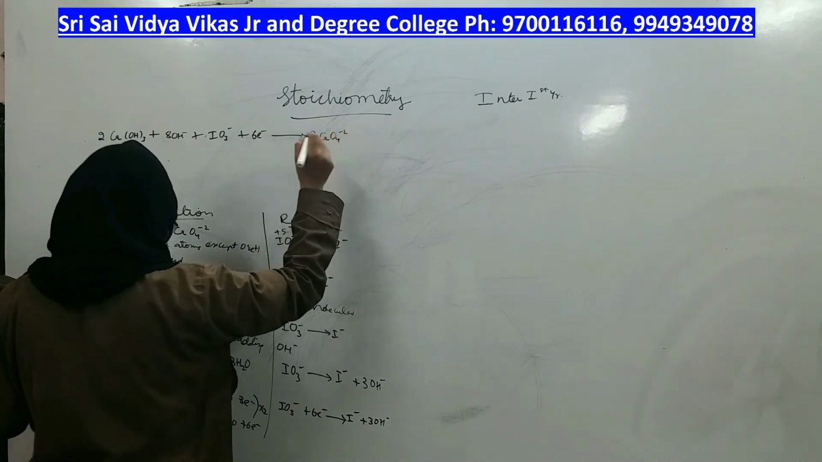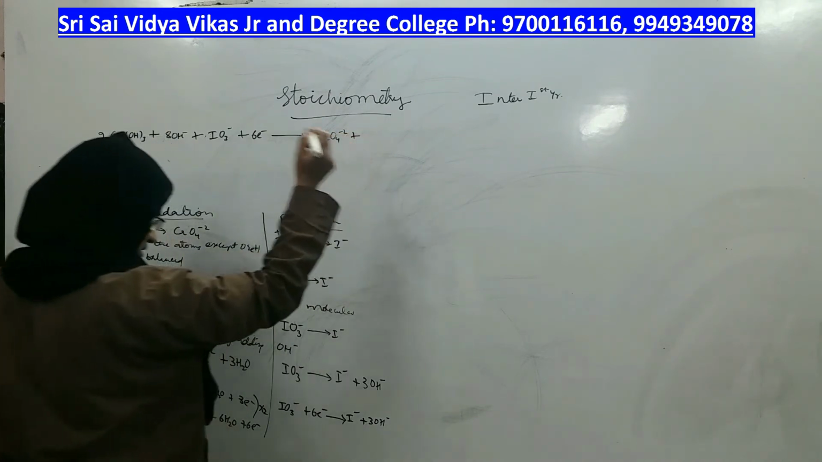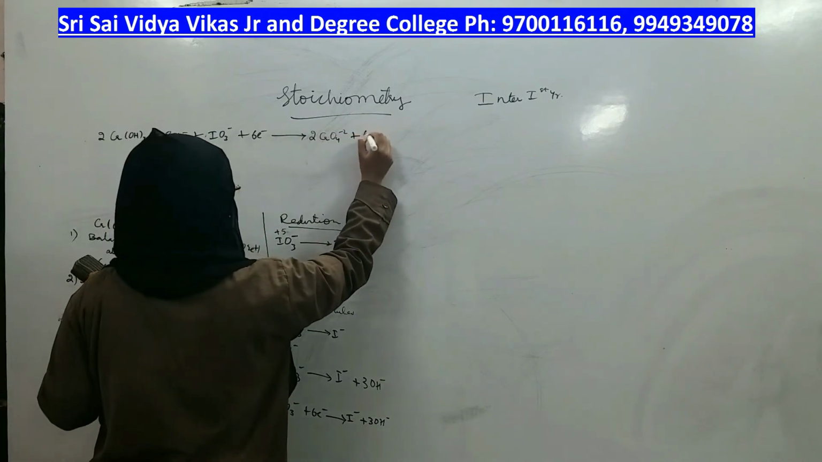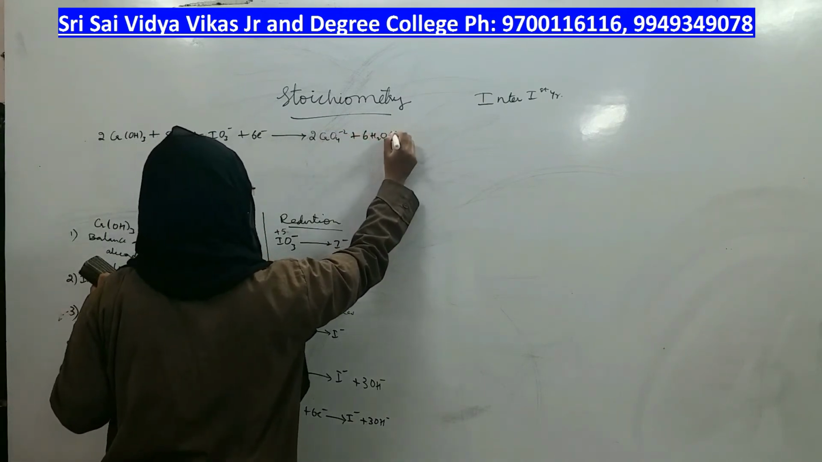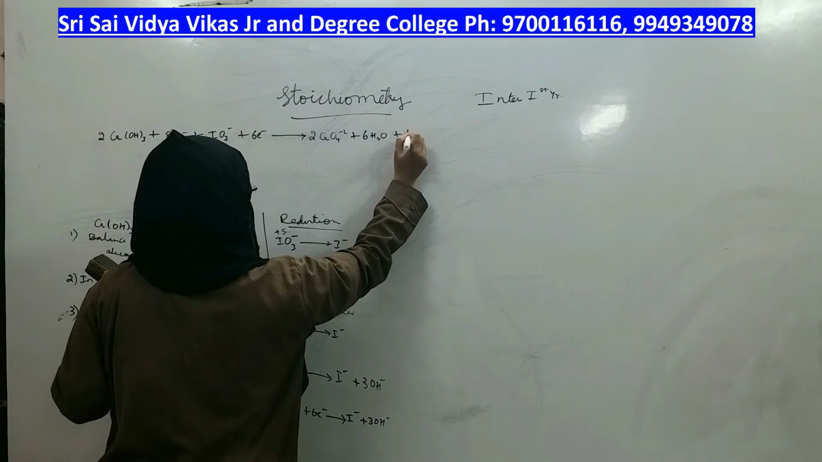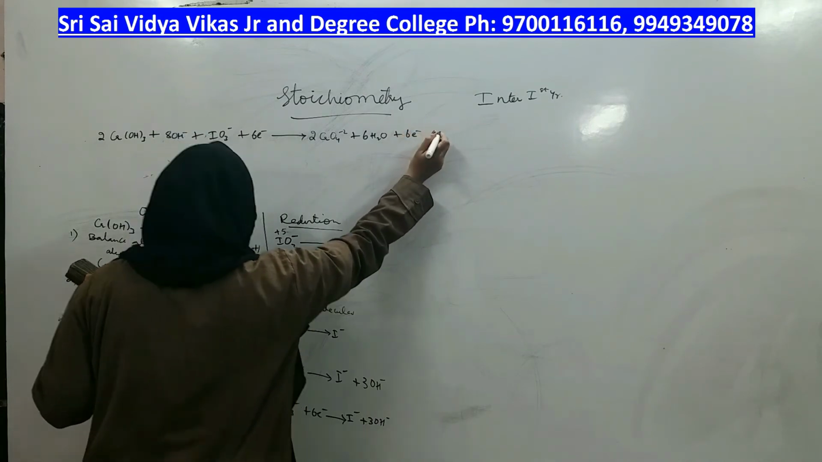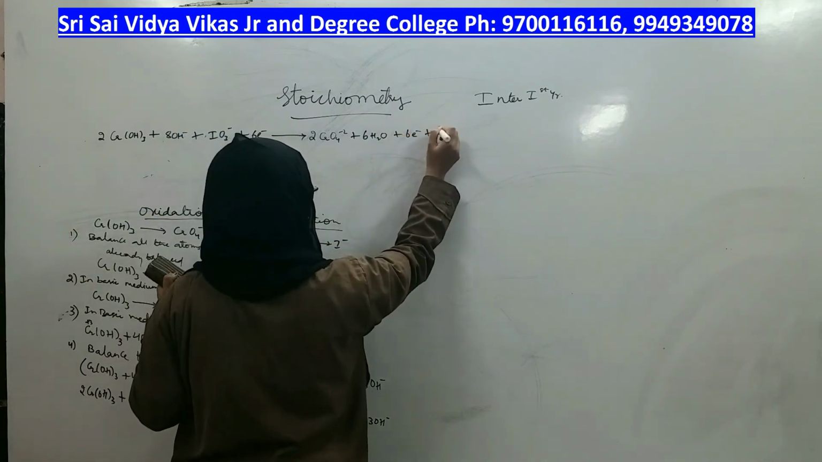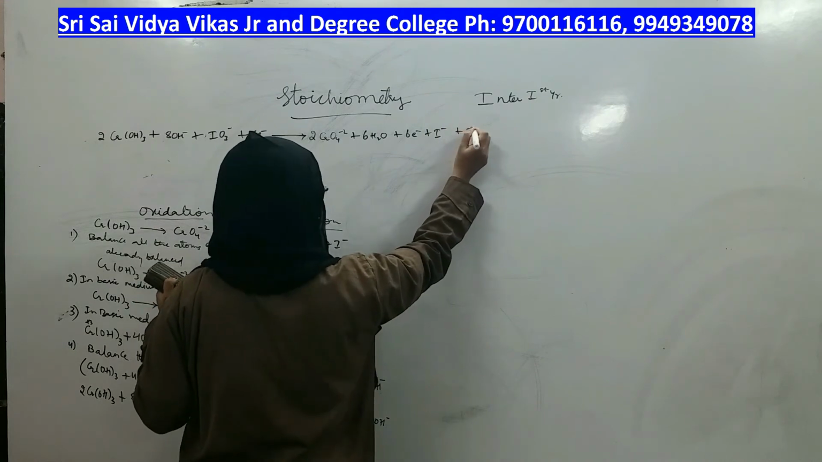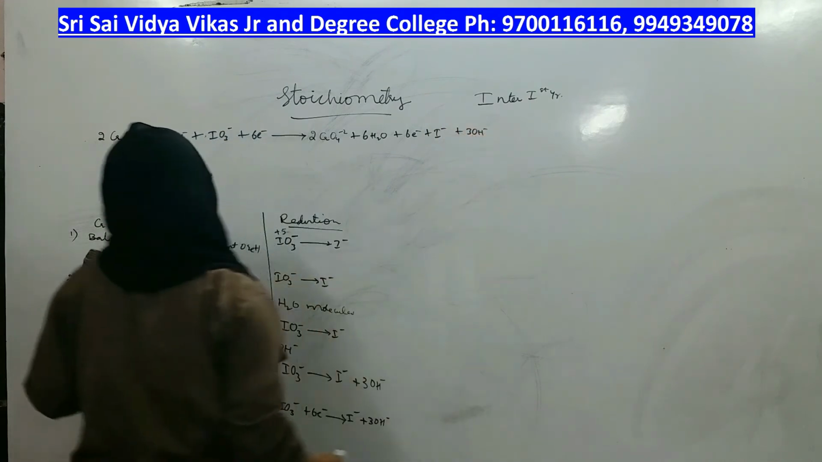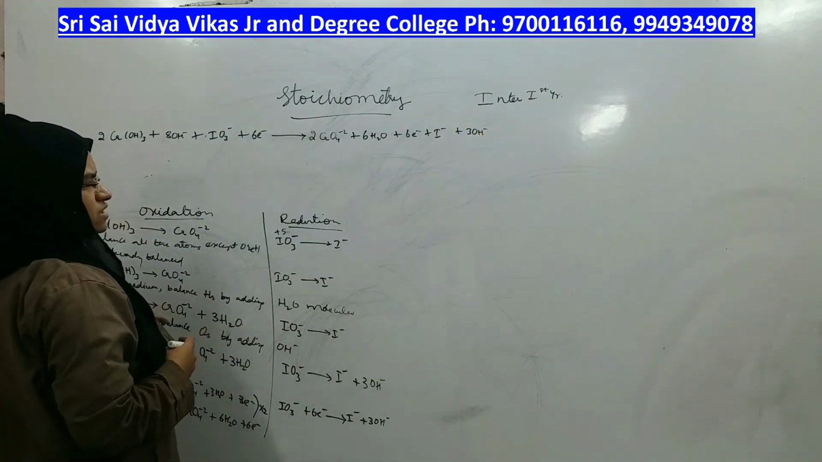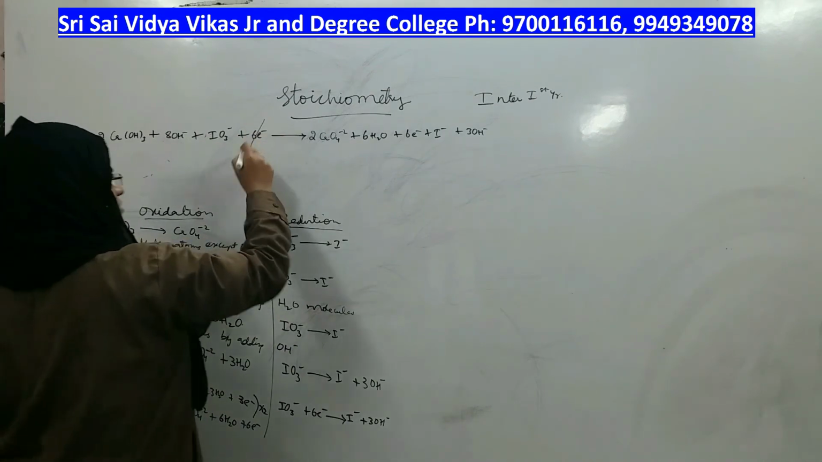2 chromate plus 6 water molecules plus 6 electrons plus iodide plus 3 OH minus ions. Now this is the final equation. Let us cancel the similar terms.